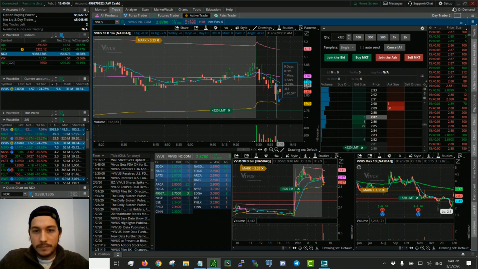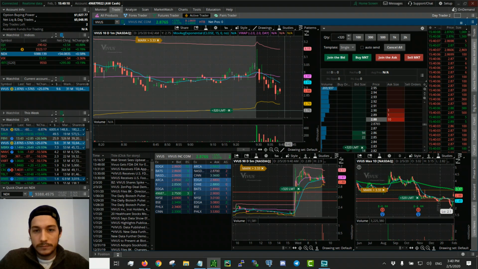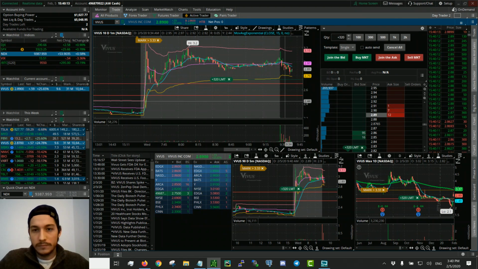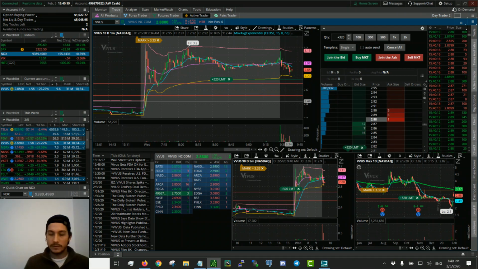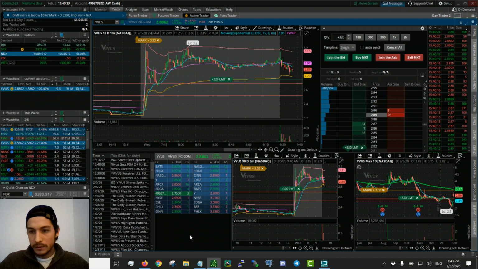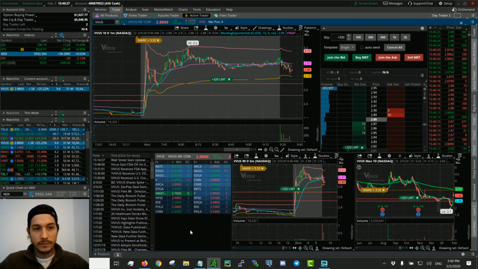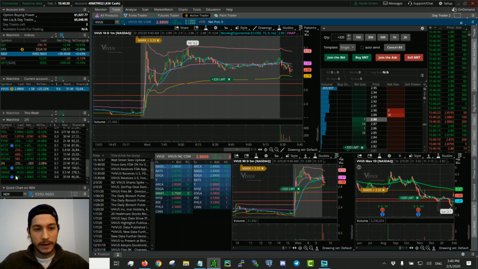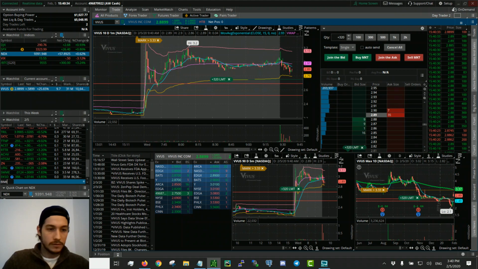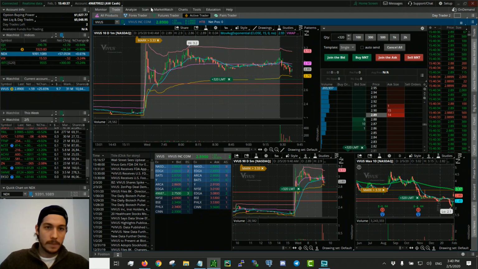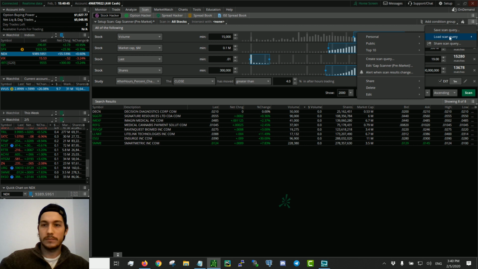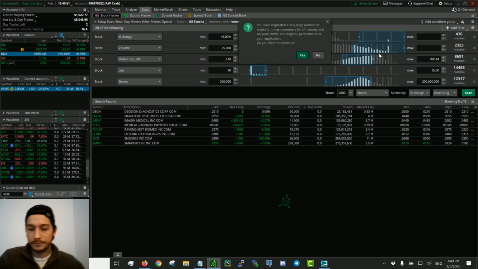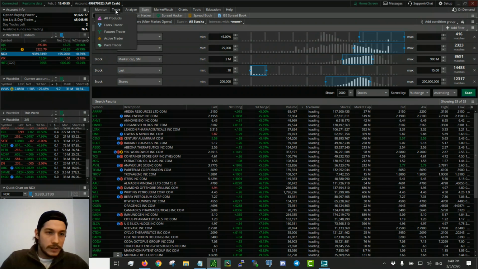Pulling back now. First pullback was about 3%. So much pulling back this morning. Do a little scan. Let's see if we're watching the top ones.